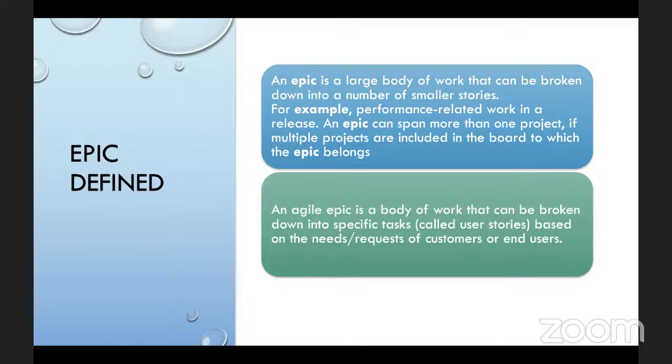Another definition over here, the one in green, says that an epic is a body of work that can be broken down into specific tasks called user stories, based on the needs or requests of the customer or end users. So pretty much that is what an epic is about. In the Agile framework, we have the theme, which is the overarching vision, and then we have epics, and then we have user stories. So keep that in mind, guys.